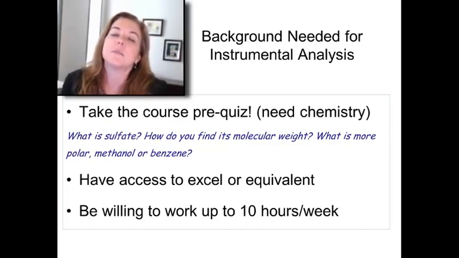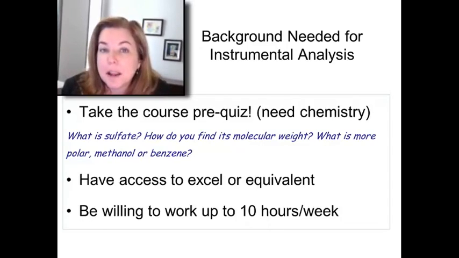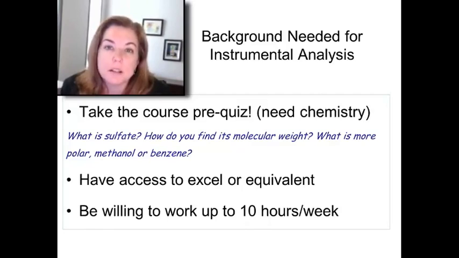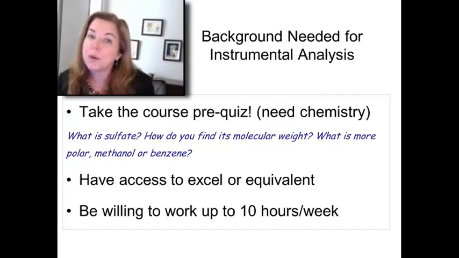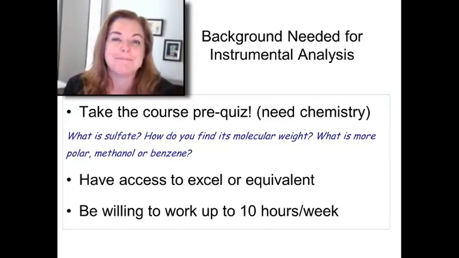You should have access to some sort of spreadsheet and a calculator that can do standard deviations and averages and also linear calibrations. Calibration curves are really foundational in instrumental analysis, and you're going to have to be able to run a few of those on your own. Finally, I anticipate that the workload here will be 10 hours a week, plus or minus a few hours depending on the week. And I'll try to give you a sense at the start of the week if I think it's going to be a hard week or an easy week with respect to the number of lectures and the kinds of assignments that I'm giving, which brings me to assignments.